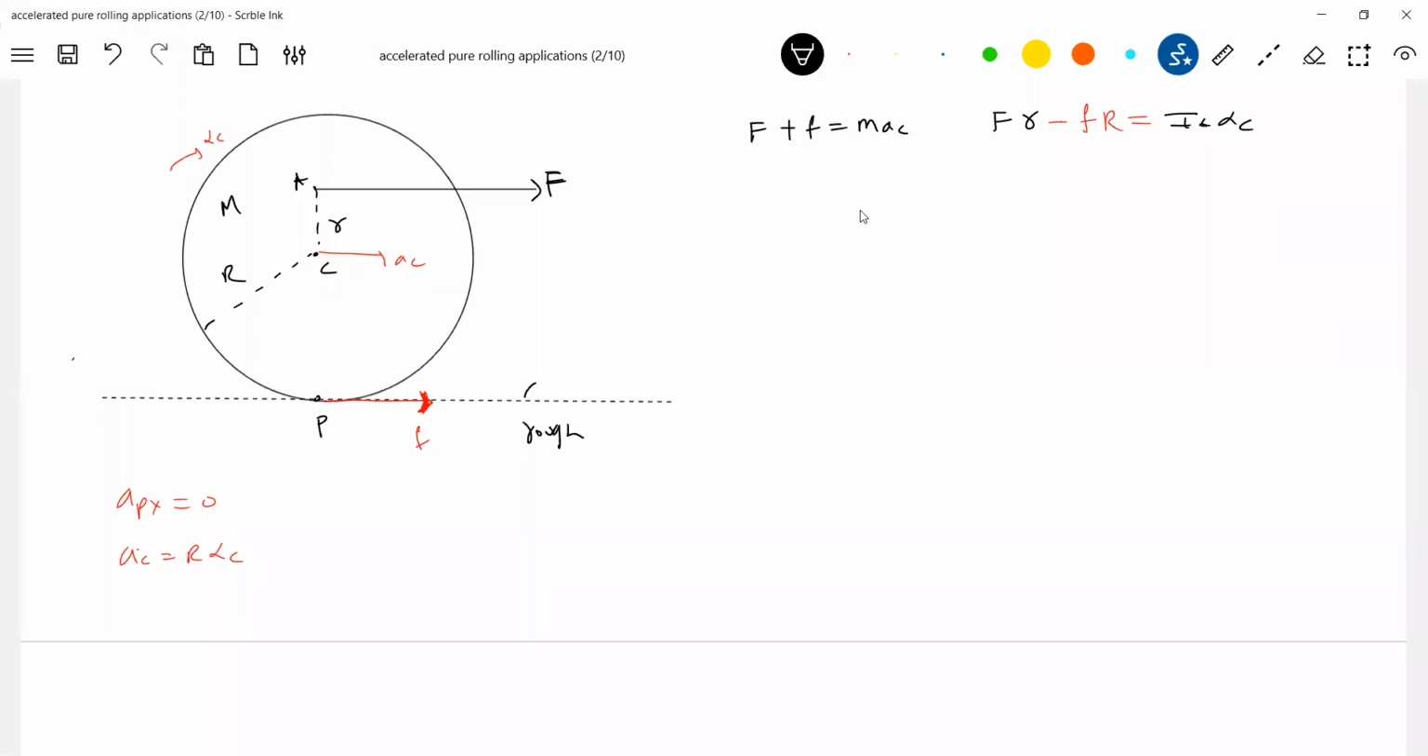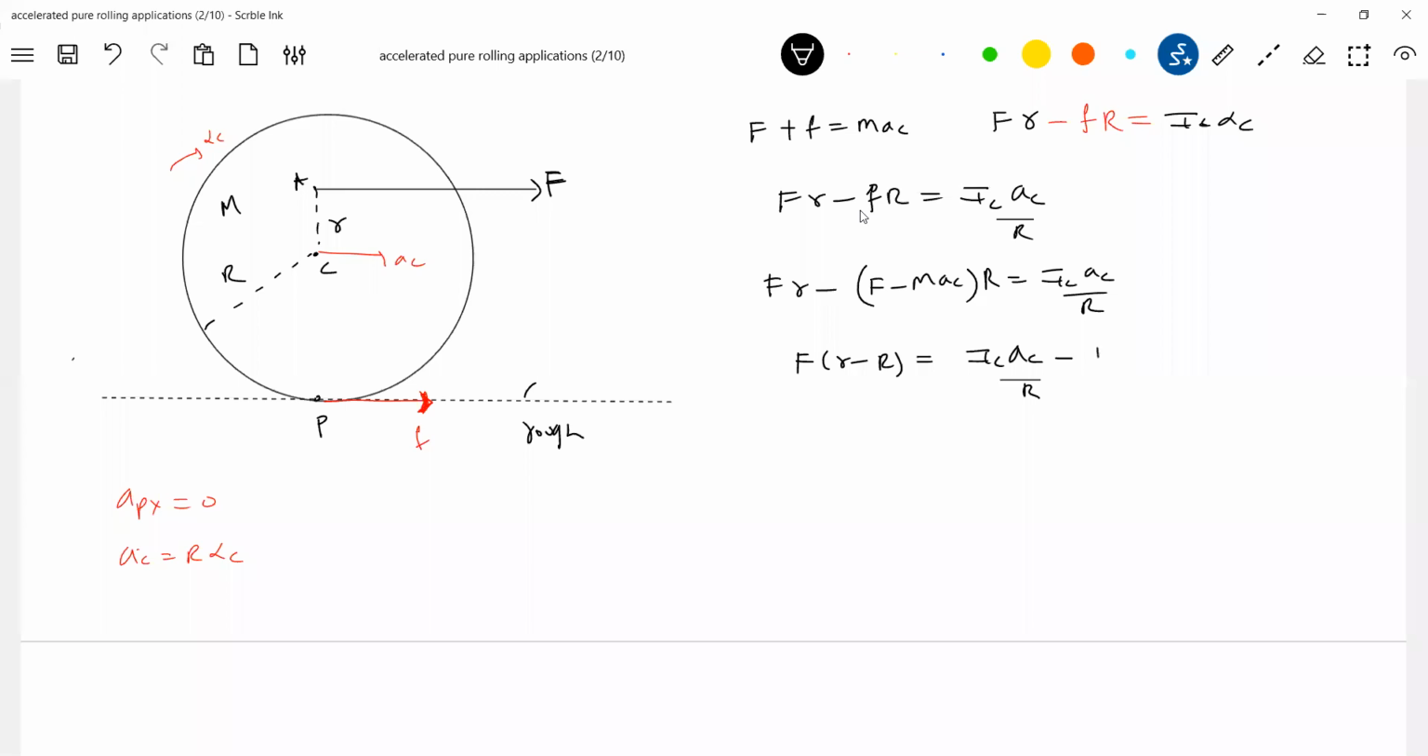So I'll substitute R alpha_c equal to a_c, so alpha_c will be a_c by R. Substituting in this equation, F r minus f R is equal to I_c a_c by R. Solving for a_c, let me substitute the value of f here: m a_c minus F. I'm substituting f, no? So m a_c minus F.